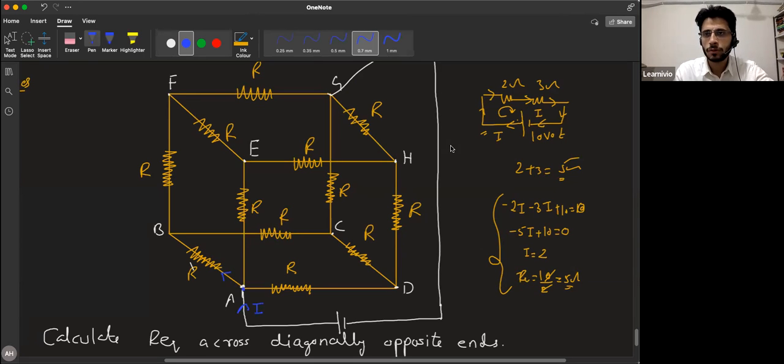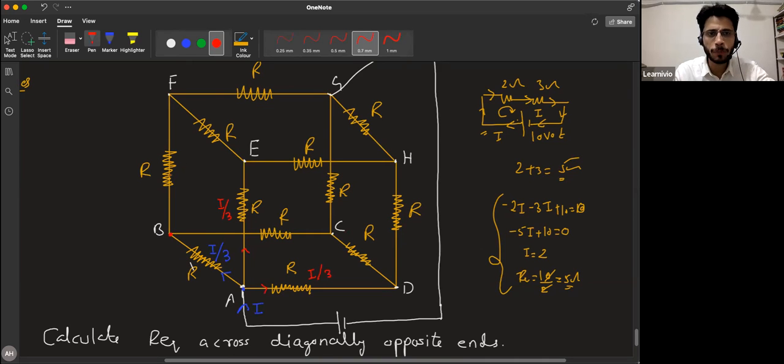Anshika, some current I is entering this point A. Then it divides into 3 equal parts. How much current will pass through this R? I by 3. Right, it's dividing into 3 equal parts, so it will be I by 3. It will be I by 3 here also. Current divides into 3 equal parts. And over this point, you again have 2 paths. One is going towards C, another is going towards F.